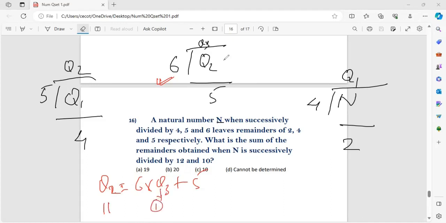So q2 is 11. Clear? Now where will this q2 come? Over here. Again we will get the value for q1 now. How will you get the value for q1? q1 is nothing but 5 into q2 plus 4.